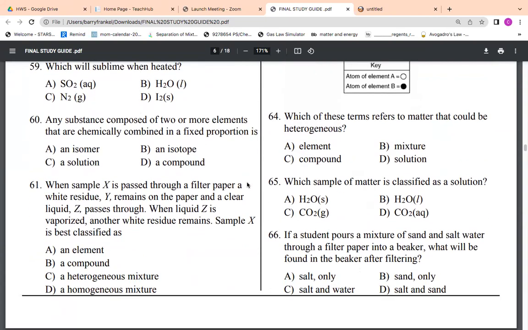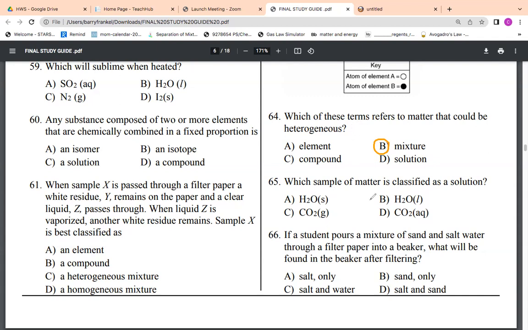Number 64. Which of these terms refers to matter that could be heterogeneous? The only thing that you can describe as heterogeneous is a mixture. The other type of mixture is homogeneous. Remember that heterogeneous is something that visually looks different. You can visually see the different parts of the mixture. Homogeneous means that it is evenly mixed throughout. Okay, something like salt water. The salt dissolves very nicely in the water. So when it's mixed together, you don't actually see the salt.